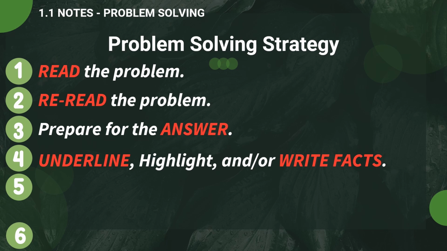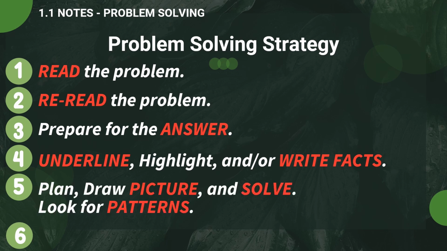Underline, highlight, or write facts down. This is a very important part, and it goes right in with number 5, which is to plan, draw a picture, and solve, look for patterns. So these 2 are one of the most important steps that will help you solve any math problem. So you're going to go through that problem, you're going to underline, you're going to write down any facts that you can. A picture is worth so much in solving problems in math. And so before you actually just try to jump in and solve a problem, draw a picture, write as much down as you can. You don't have to be an artist. Stick figures, chicken scratch. I mean, just anything. Tick marks, that works great too. Just anything to help you understand the problem.